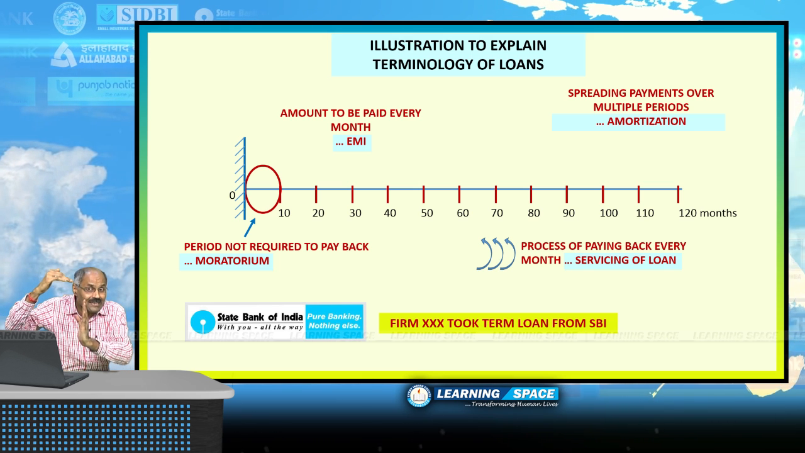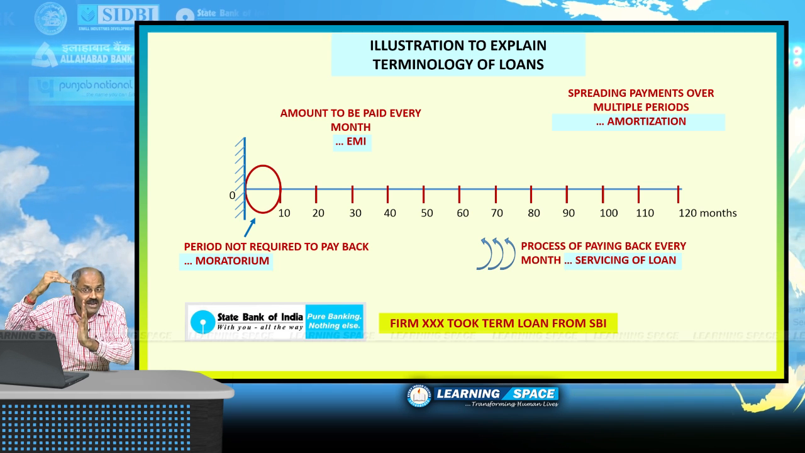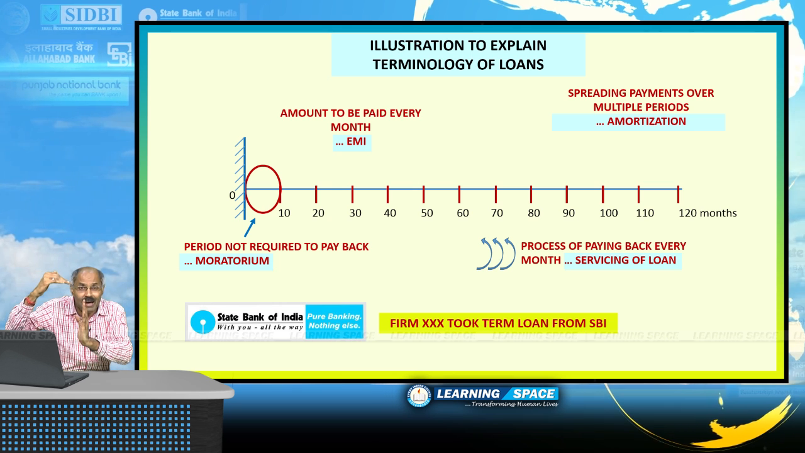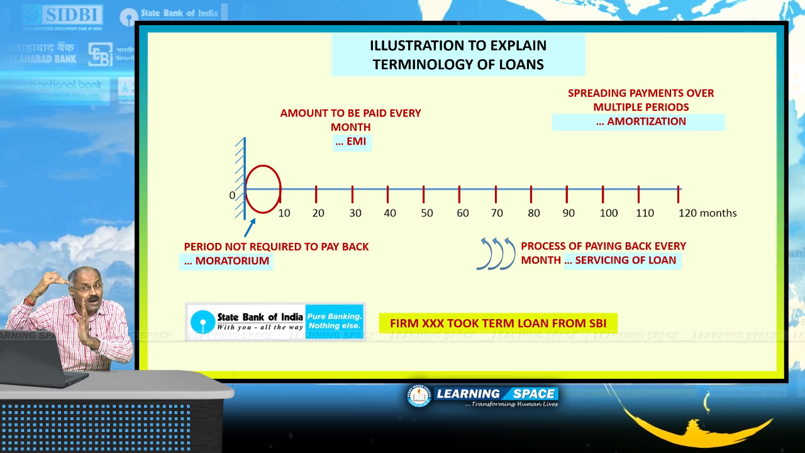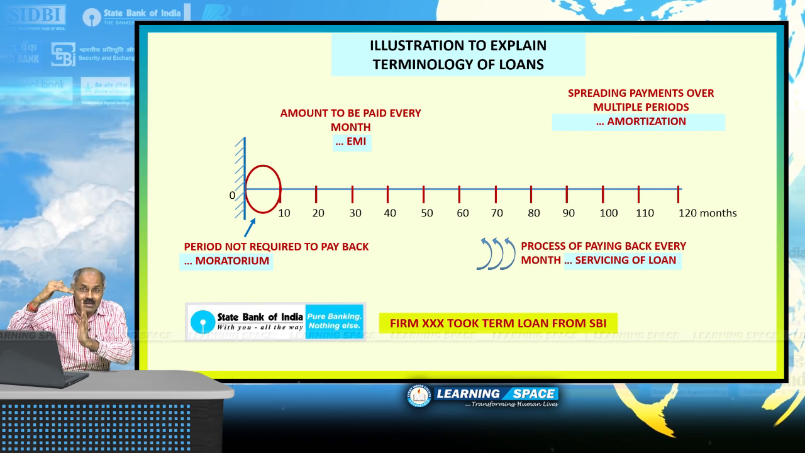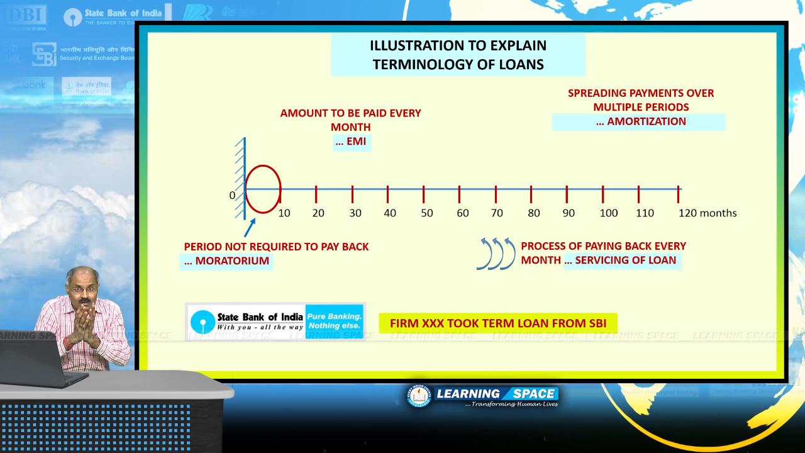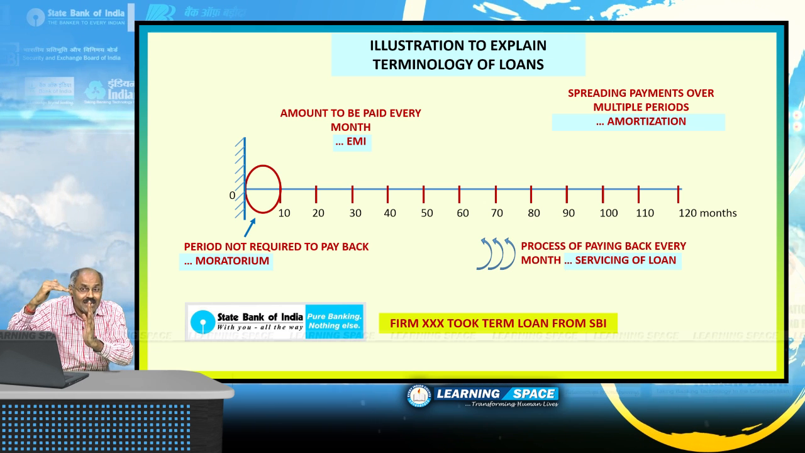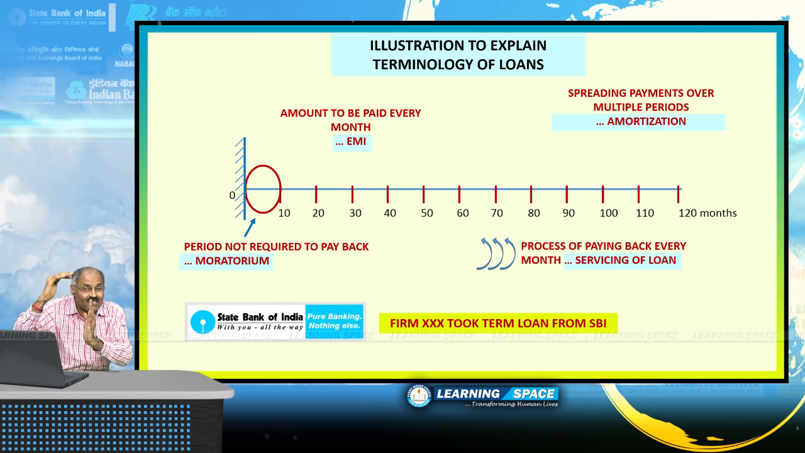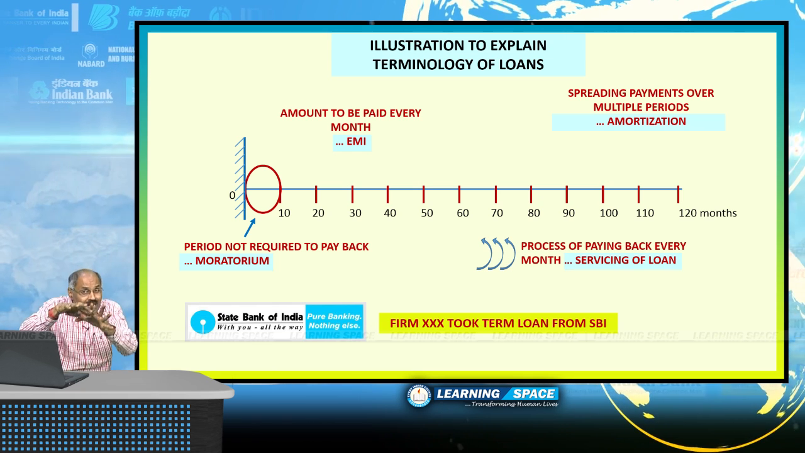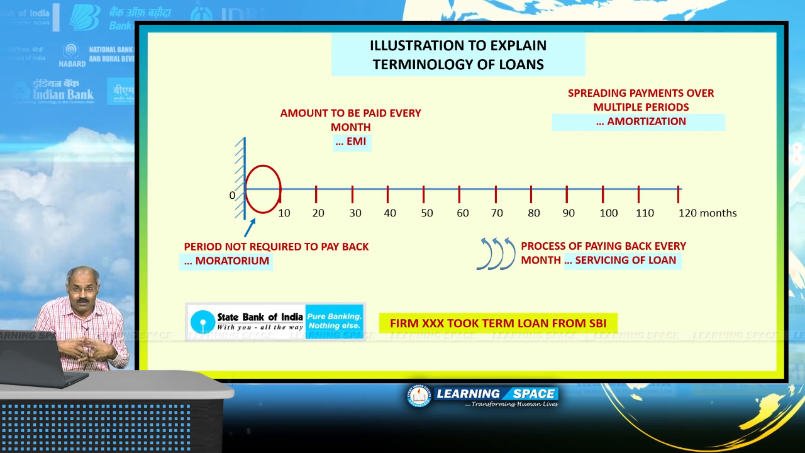Agriculture loans, there is exemption. Please don't forget, agriculture loans need not be paid back every month. All other loans normally are required to be paid back every month. After taking the loan, the customer has to pay back the equated monthly installment that will be normally fixed from the next month onwards. He has to pay back to the bank. That is equated monthly installment.